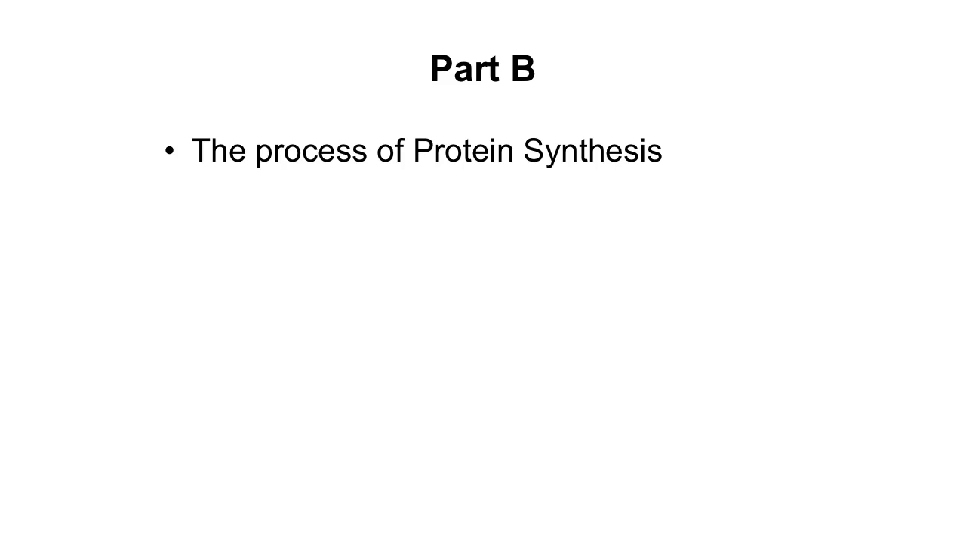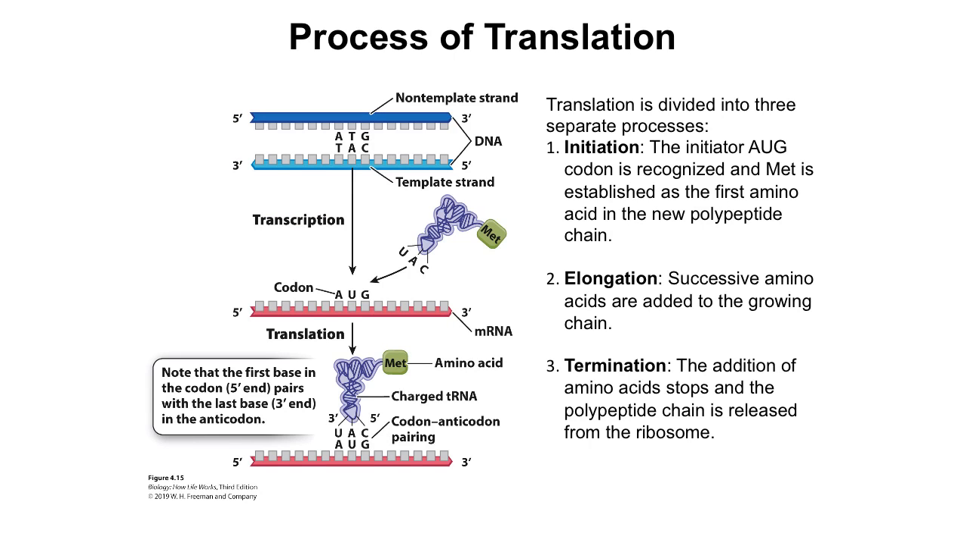Now here in part B, we are going to focus on the process of protein synthesis now that we have become familiarized with the various working parts of the molecular machine. So the process of translation is divided into three separate processes. The first is initiation, whereby the initiator AUG codon is recognized and methionine is established as the first amino acid in the new polypeptide chain. And this is true whether you're dealing with prokaryotes or also in eukaryotes.